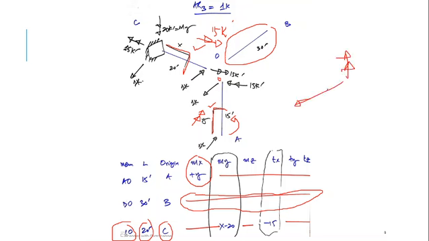All these moments are counterclockwise or anti-clockwise. So this is minus what? Minus 15. But as it is in X direction, this member or section is also in X direction. It means it's a torsion. So Tx is minus 15.